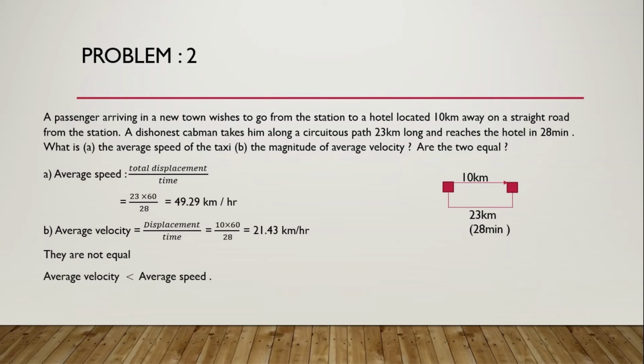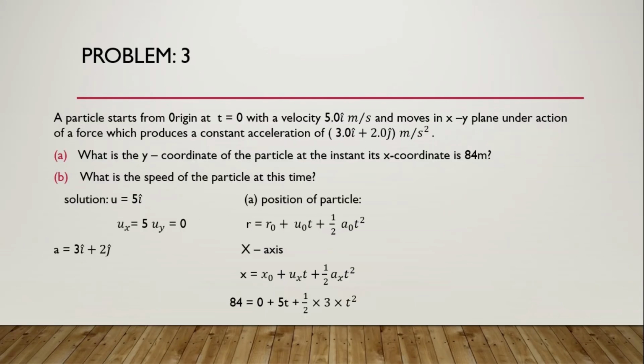Then the third problem: a particle starts from origin at t is equal to 0 with the velocity 5.0 i cap meter per second and moves in the x-y plane under the action of a force which produces a constant acceleration of 3.0 i cap plus 2.0 j cap meter per second square. So the acceleration value is given, and they ask to find what is the y coordinate of the particle at the instant when the x coordinate is 84 meter.